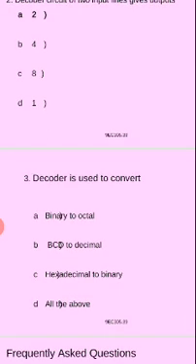Decoder is used to convert: binary to octal, BCD to decimal, hexadecimal to binary, all the above.